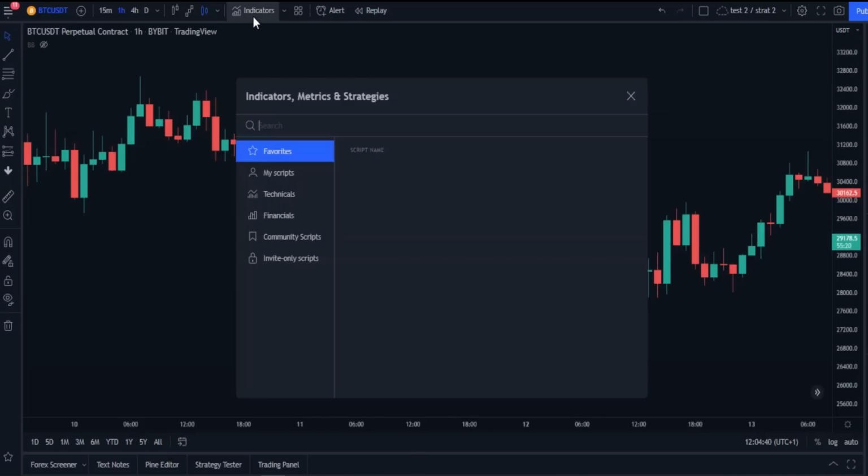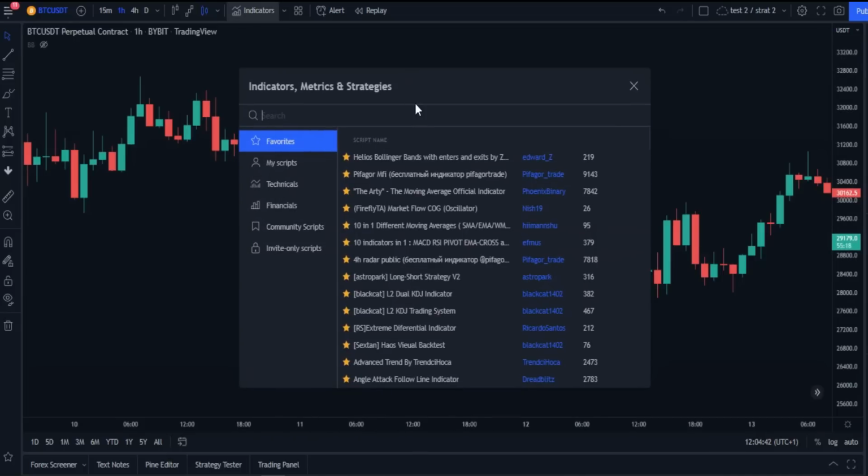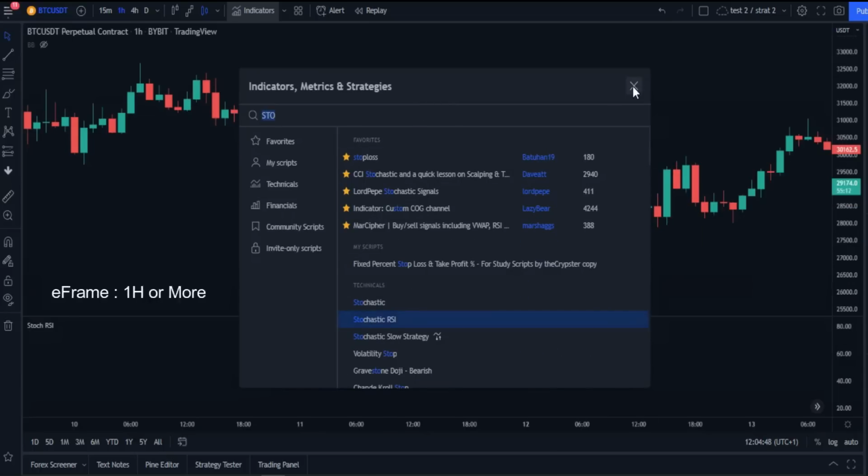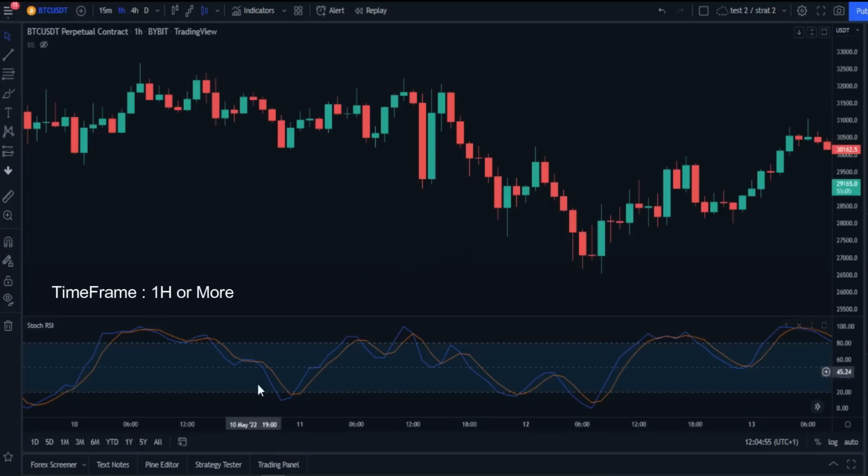And to increase the accuracy of this pattern, it is better to use it with the stochastic RSI indicator, as this indicator moves quickly between the oversold and overbought area. For example, here we notice that the stochastic indicator is moving in the oversold area, and at the same time, we notice the emergence of the piercing pattern.